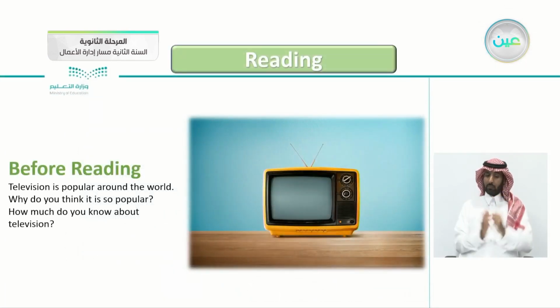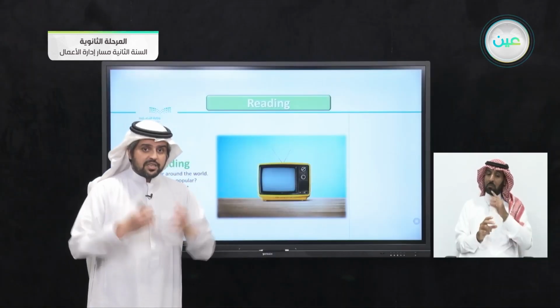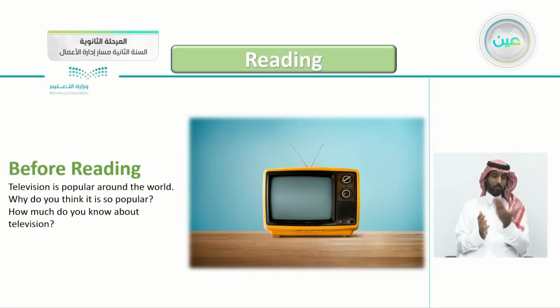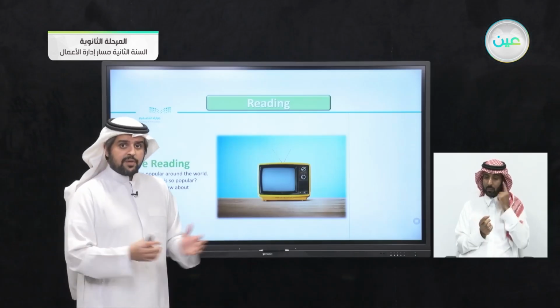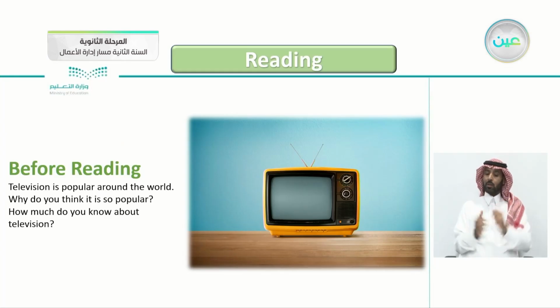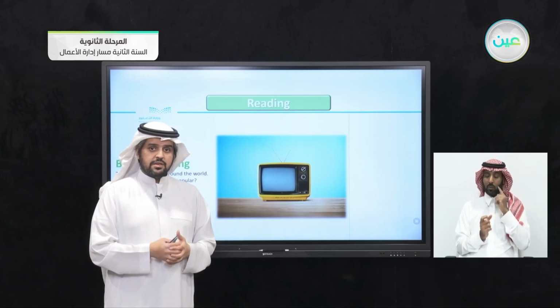So this is, of course, what we have in our houses. In each house, this is a TV. Maybe you're now watching me from your TV. Before reading question here: television is popular around the world. This is a known fact. Television is extremely popular. It's in almost every house in the world. Why do you think it's so popular? What makes them popular? Can you think of one or two reasons?